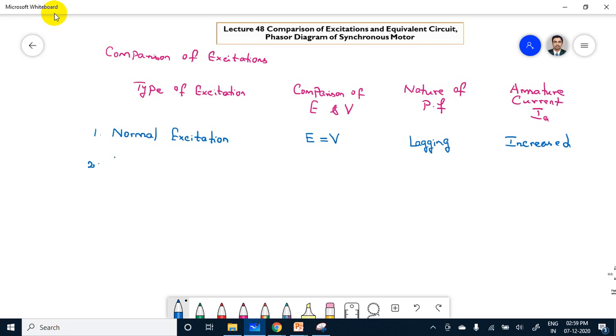Second one, under excitation. In under excitation, E is less than V. The nature of power factor will be lagging, and the armature current IA will be increased.